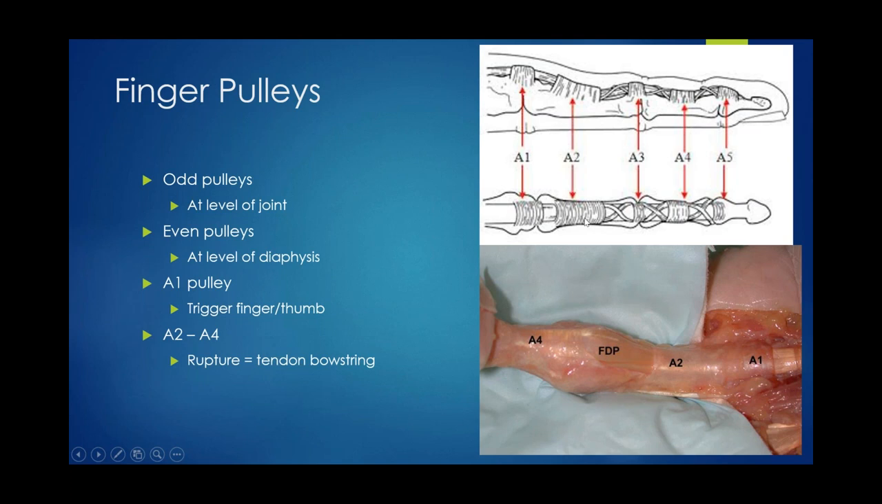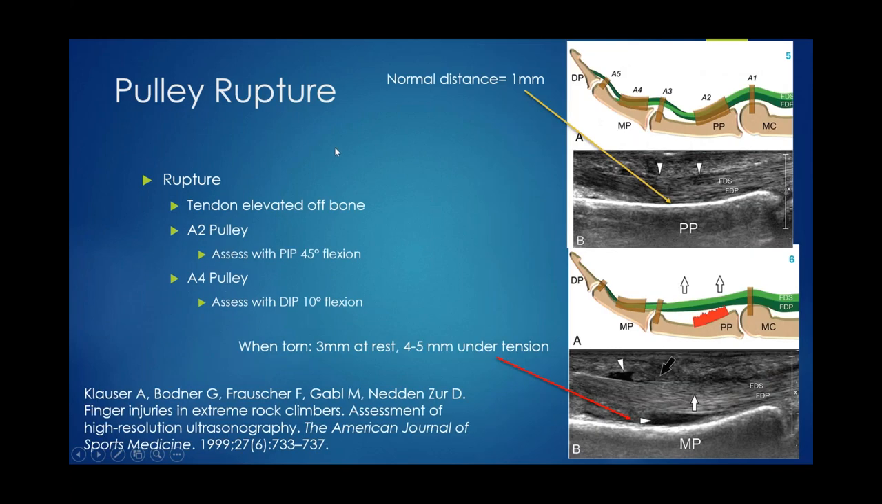The A2 through A4 pulleys can be injured traumatically through forced finger flexion, such as may be seen with rock climbing, where the retinaculums would tear and then lead to impaired function of the fingers as a result. Again, pulley ruptures would allow the tendons to migrate off the bone. Typically, the retinaculum holds the tendons down against the bone tightly. This allows for a greater degree of excursion of the joints where the tendons are acting.